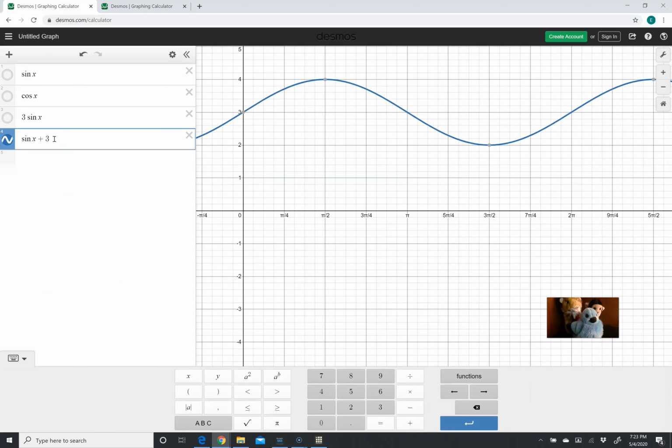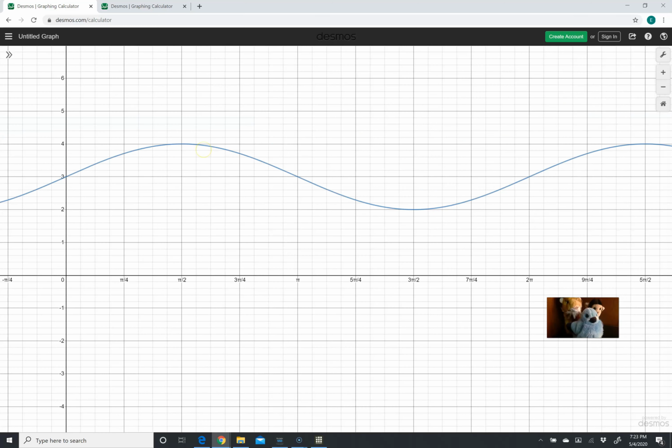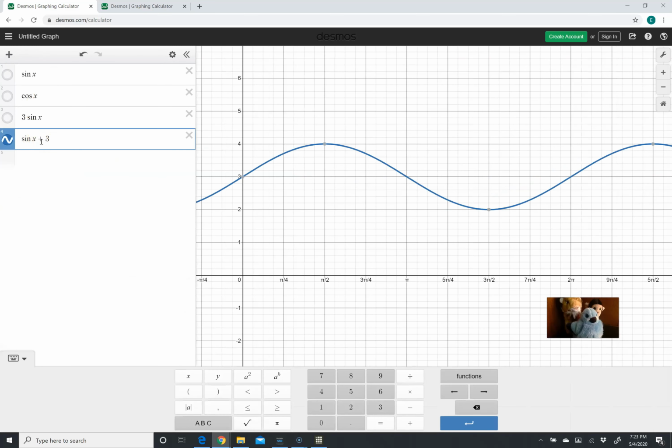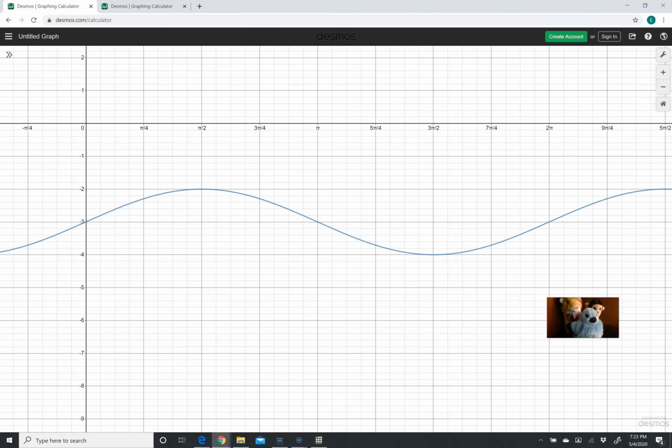And you can see that our midline is always going to be whatever number we add. If we have plus 3, then our midline is going to be at 3, okay? Because we moved the graph up by 3. Our midline was originally at 0, so now it's at y equals 3. It's always a horizontal line. We can move our midline down. So instead of plus 3, we can change it to minus 3. And you can see then that our midline is at y equals negative 3. That's halfway between the minimum and the maximum.